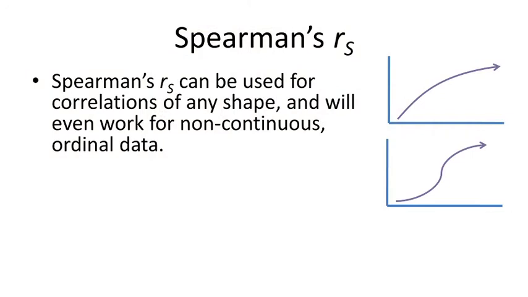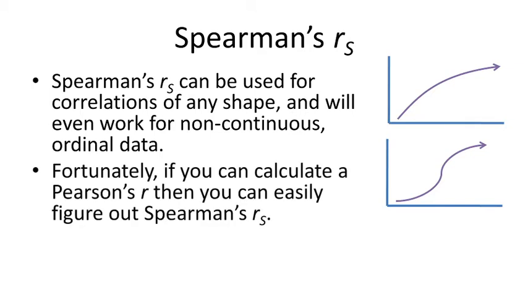When you do have these kinds of problems and you decide Pearson's R can't be used for you, you have an alternative option. It's called Spearman's R. Spearman's R has a few benefits. It can work for correlations of any shape, and it can even work for non-continuous, like ordinal data. So if, for example, you believe that your scatter plot is going to look something like these, then you should definitely use Spearman's R, not Pearson.